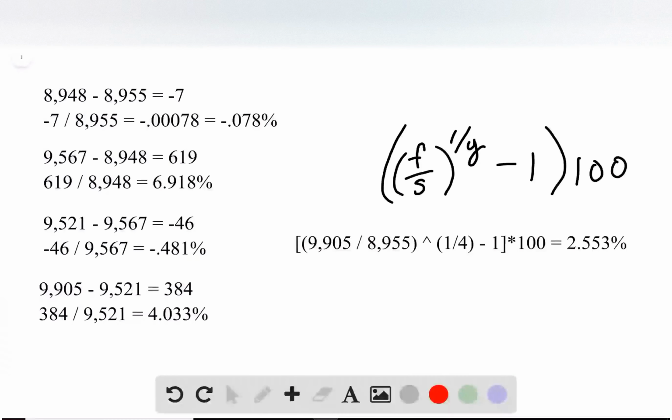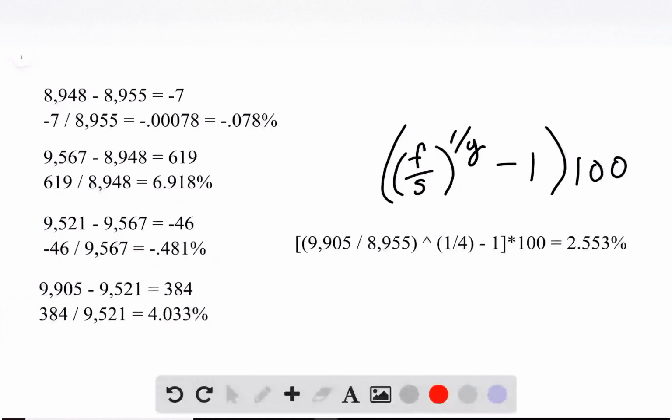Then from 1992 to 1993, you get -0.481%. And then finally from 1993 to 1994, you get 4.033%.